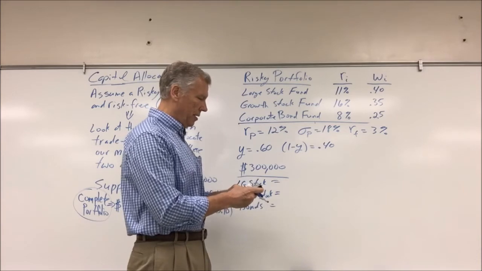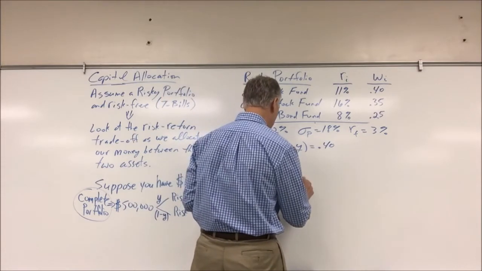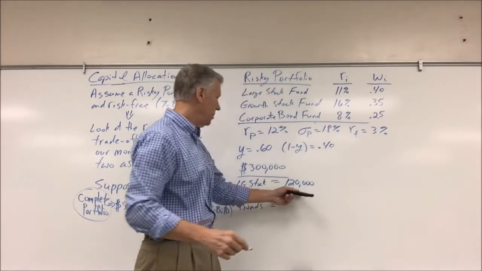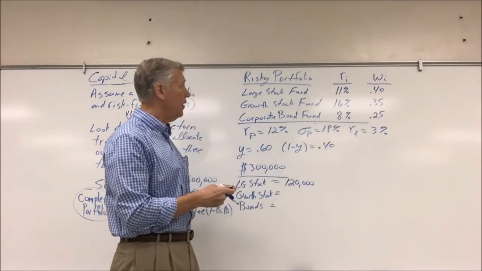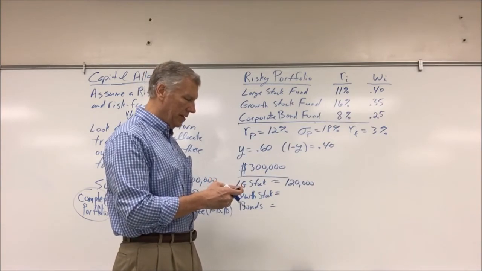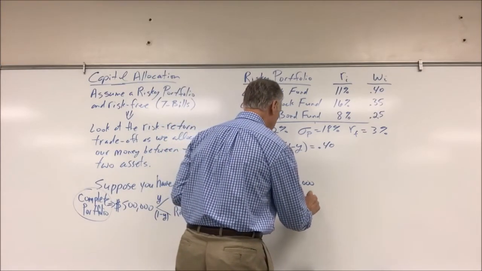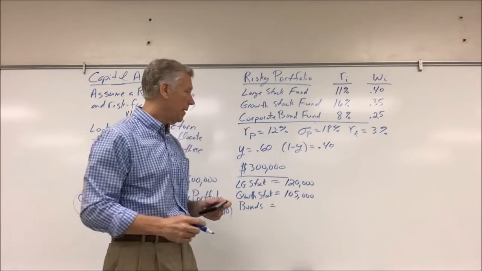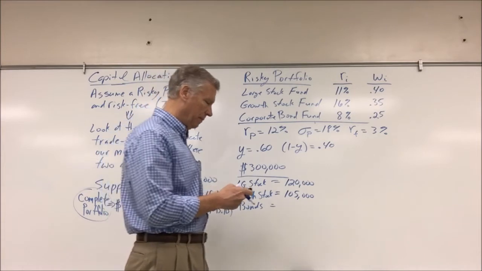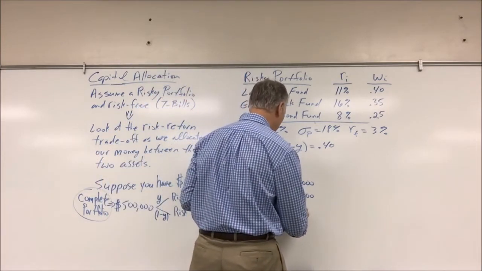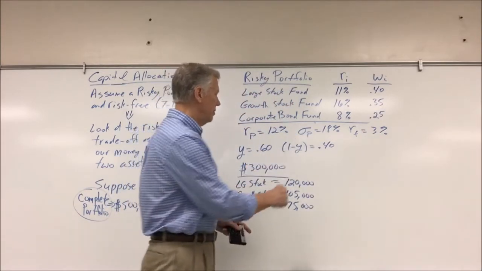Take $300,000 and take 40% of that, 0.4. That means I'm going to put $120,000 into the large stock fund. For the growth fund, I'm going to put 35% of $300,000, which is $105,000. The remaining amount, 25% of $300,000, is going to be $75,000.